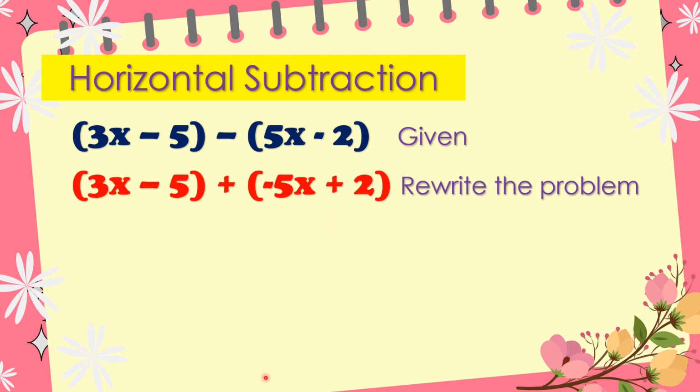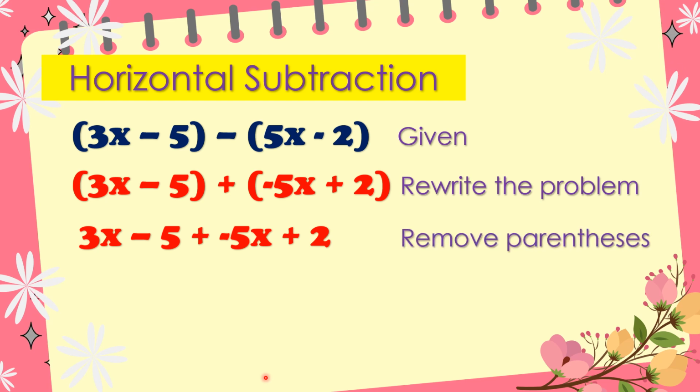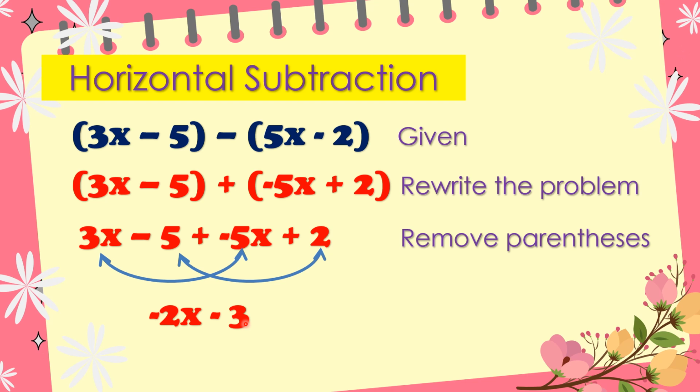So after rewriting, the next thing to do is to remove the parentheses. So we have 3x minus 5 plus negative 5x plus 2. So the next thing to do is to combine the similar terms. So we are going to combine 3x and negative 5x. So that would give us negative 2x, and then negative 5 and positive 2 will yield negative 3. So that is the process or steps in doing the horizontal subtraction.